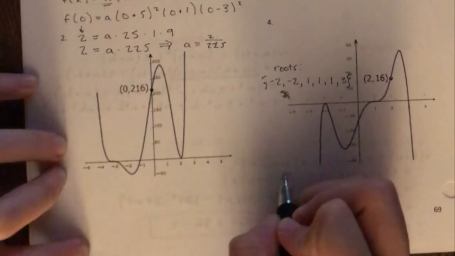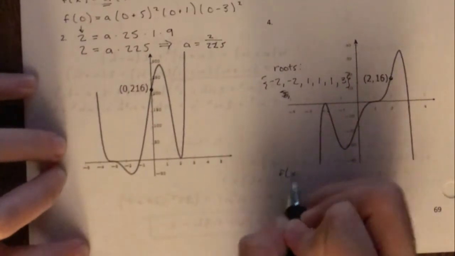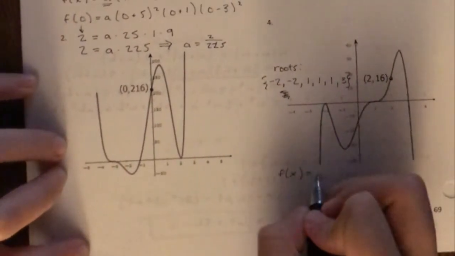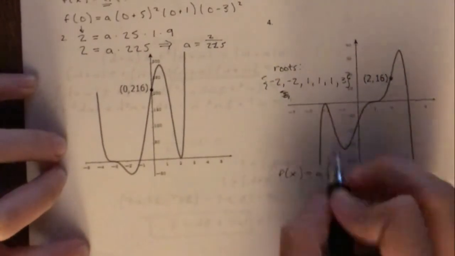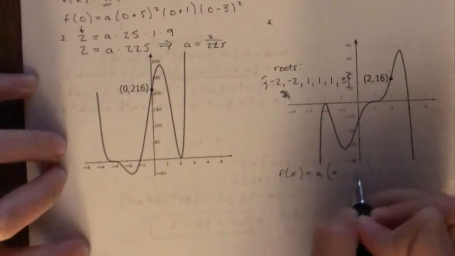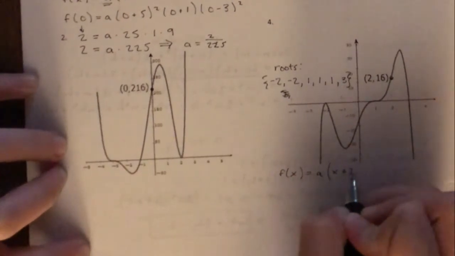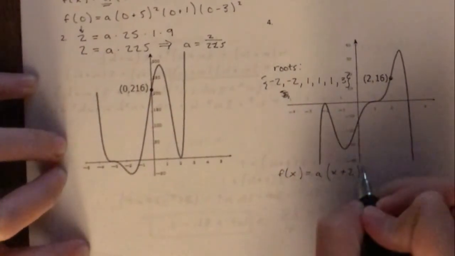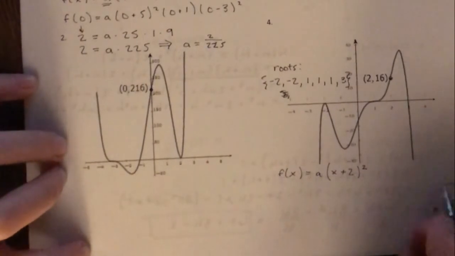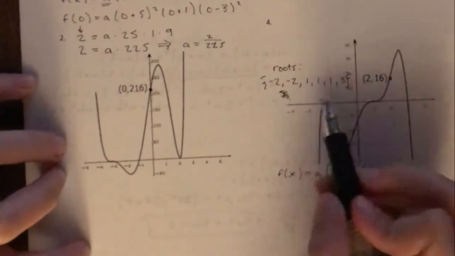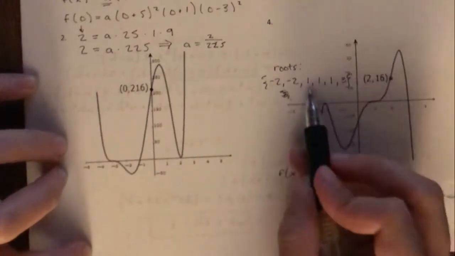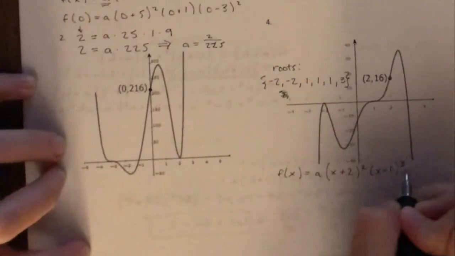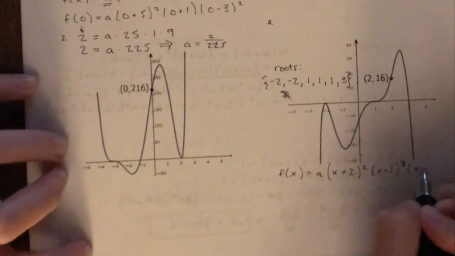So what does our generic root form look like? Well, we have a, then x, our root is -2, so our factor is going to look like x plus 2. That's going to be squared. We have x minus 1. There's 3 of those, so we cube it. And then last but not least, we have x minus 3.